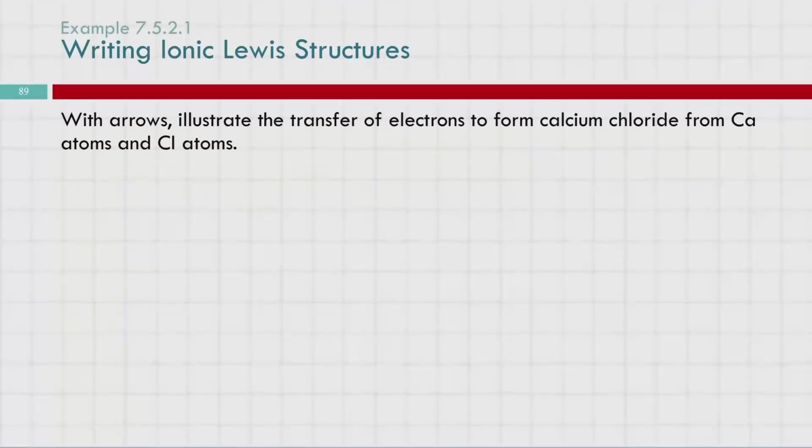We can also do this with things that are not alkali metals and halogens, which our last two examples were. We can also show an electron transfer to form calcium chloride. So we're going to start with calcium atoms and chlorine atoms. Calcium is an alkaline earth metal, meaning that it's got 2 valence electrons. Chlorine is still a halogen, so it has 7 valence electrons.